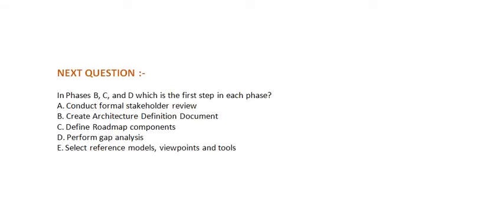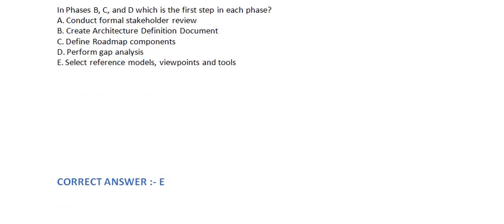Next question is, in phases B, C and D, which is the first step in each phase? Option A, conduct formal stakeholder review. Option B, create architecture definition document. Option C, define roadmap components. Option D, perform gap analysis. And option E, select reference models, viewpoints and tools. The correct answer is option E.